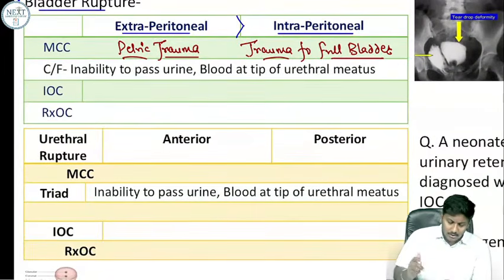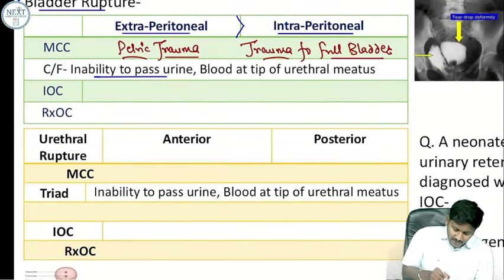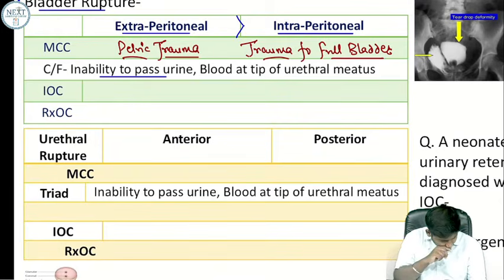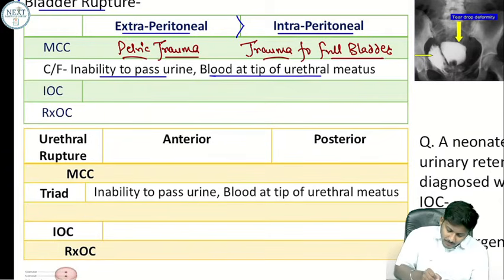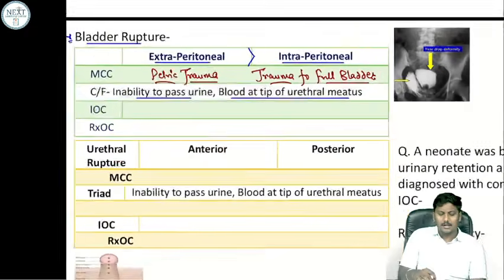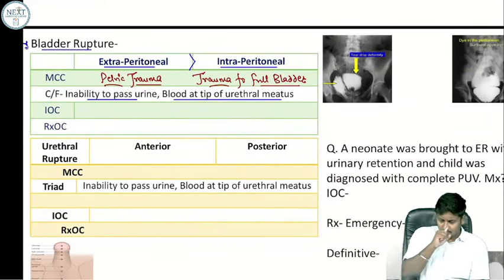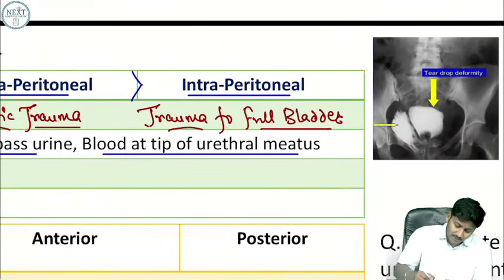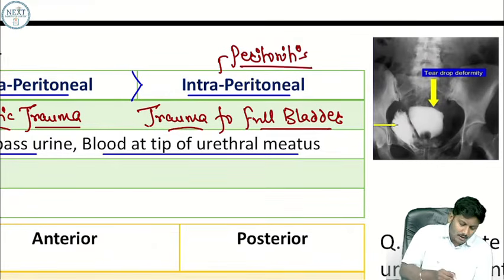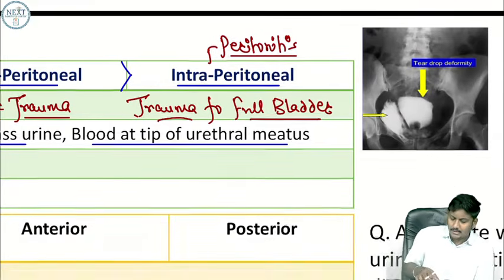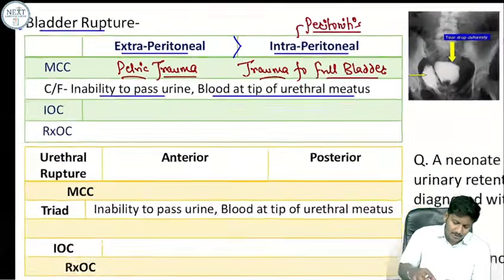Clear? Now here the patient is going to have problems like, first, inability to pass urine, beta. Second, the patient is going to have bleeding that will cause blood at the tip of the external urethral meatus. So inability to pass urine and blood at the tip of the external urethral meatus will be commonly seen in both types of bladder rupture. But an additional feature in intraperitoneal bladder rupture is that as the urine leaks out into the peritoneal cavity, the patient will have a high risk of peritonitis, beta. So signs of peritonitis are going to be classically seen whenever the patient has an intraperitoneal bladder rupture.